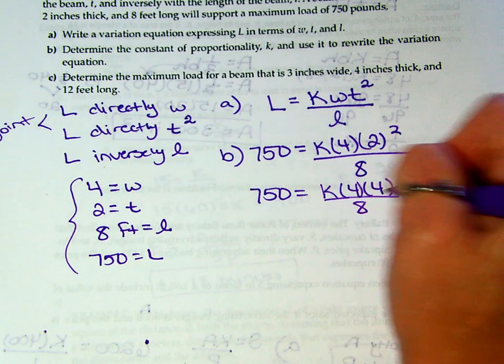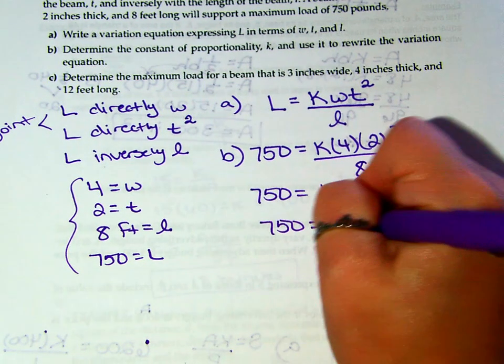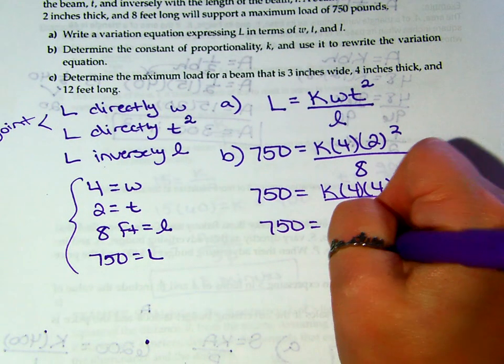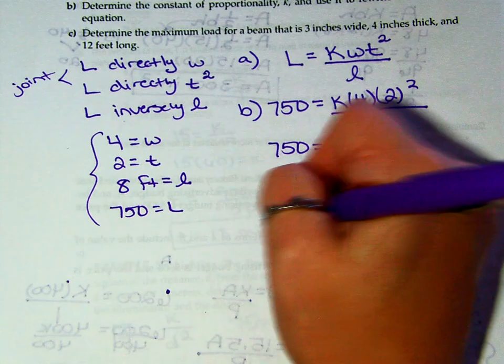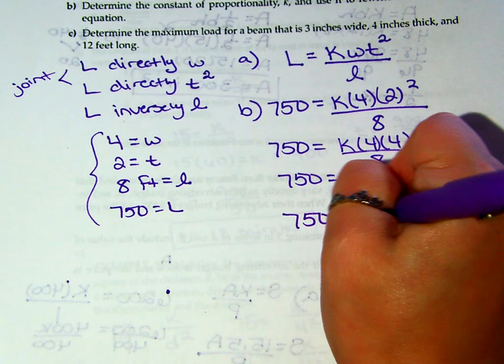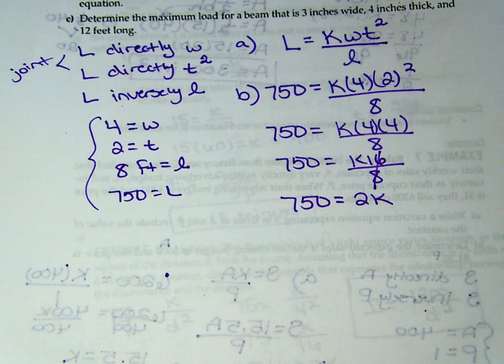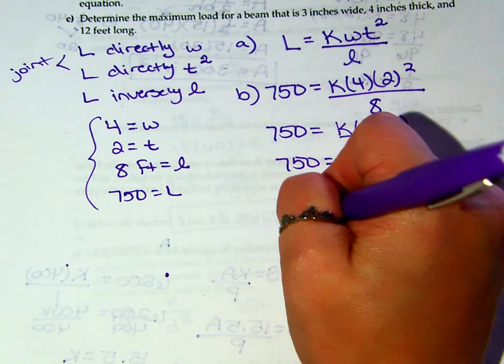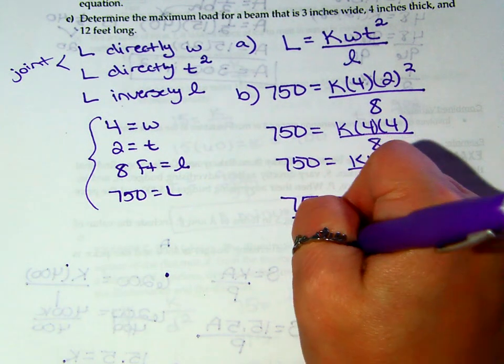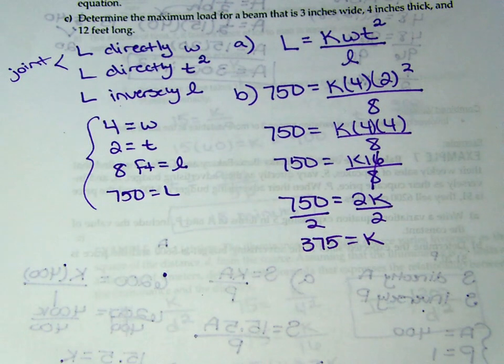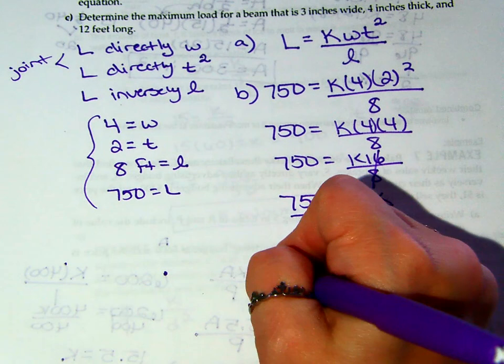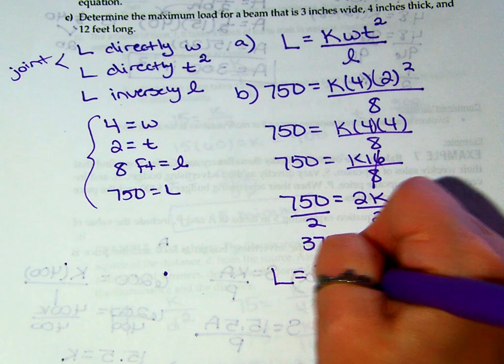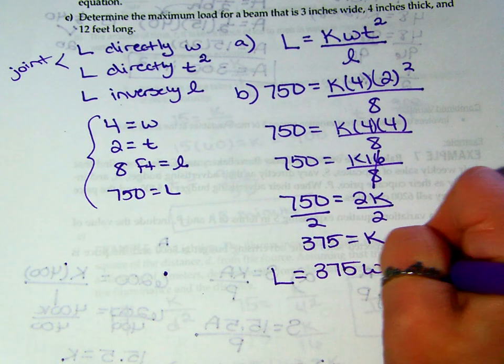I'm just working through the math here. So I have 16 over 8. That's going to simplify to give me 2. So to get K by itself, I would divide both sides by 2, giving me my K is 375. That is my constant of proportionality. So I need to rewrite my equation from up top so that I have the load is equal to 375 times the width times the thickness squared divided by the length.